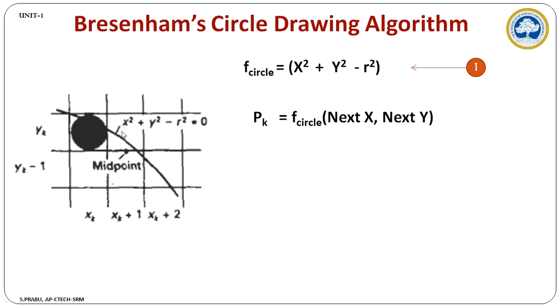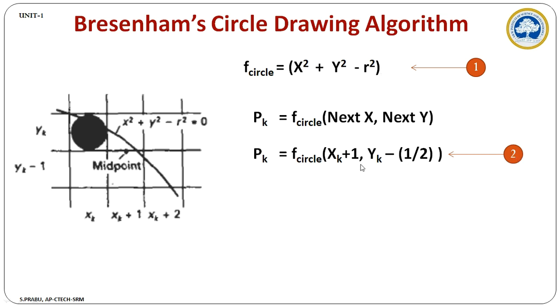Here the next possible x coordinate value is xk plus 1. So I write like this. The next possible y coordinate value is either the same y coordinate value or the value less than 1 from the previous value, that is yk minus 1. So Bresenham takes the midpoint between these two. So in the starting position we have to take the next possible y value as yk minus 1 by 2. I treat this equation as 2 and apply equation 2 in equation 1.